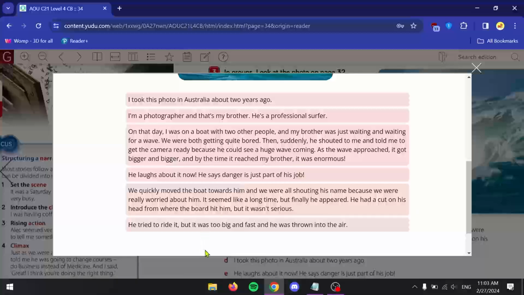So, oh, look right here. He tried to ride it, but it was too big and fast, and he was thrown into the air. Again, very similar to the other text that we were going over and how they got thrown into the air when the car hit them.